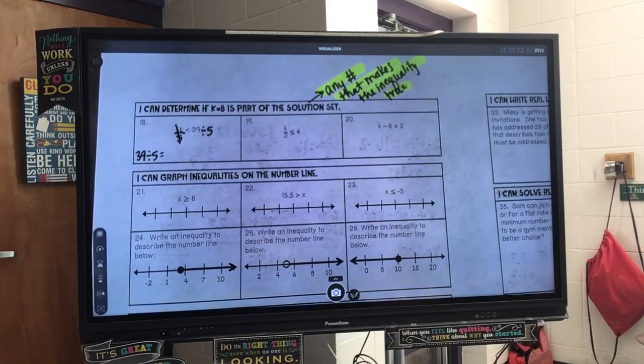Can you already tell me that this is gonna be false? Yeah. Why? Noah, why can you already tell me this is gonna be false? Yes, you do. Don't play with me. Okay, but Noah, what is 5 times 8? 5 times 8 is 40. So is 40 less than 39?